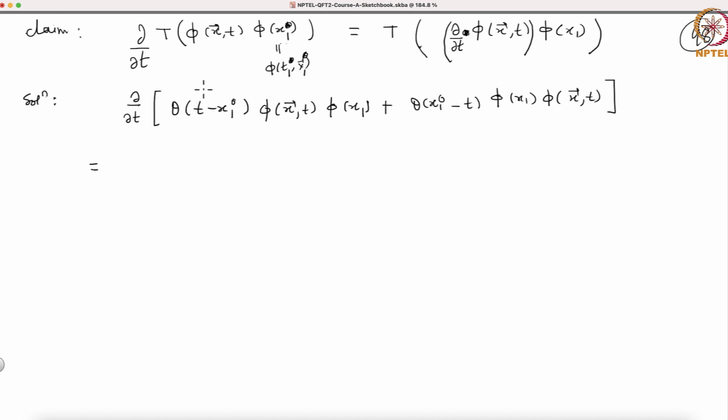So time appears in this theta and in this phi. This one does not have t, so that is just going to sit out as a constant. So you have theta of t minus x1 naught times del over del t of phi x t, times phi x1, plus, now I differentiate theta t minus x1 naught, and that gives you a delta function, delta of t minus x1 naught, times this function.